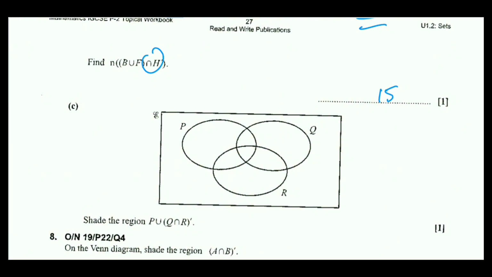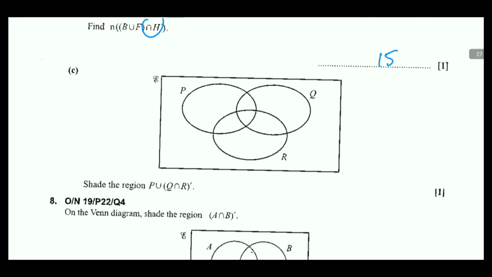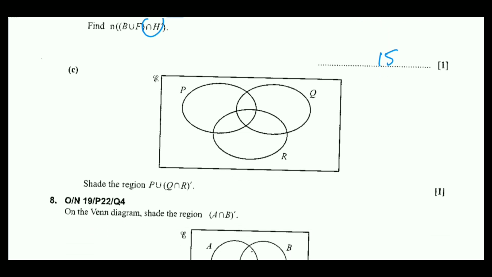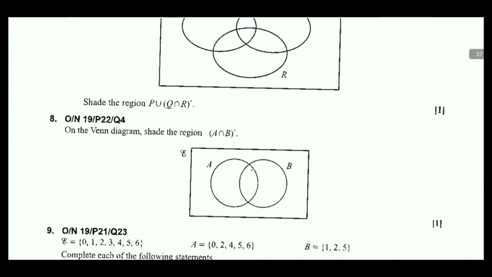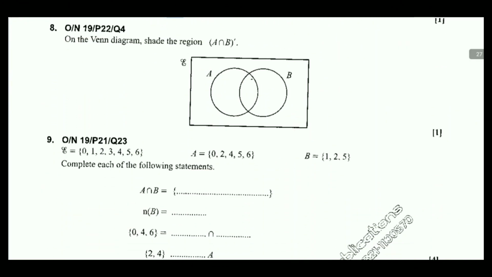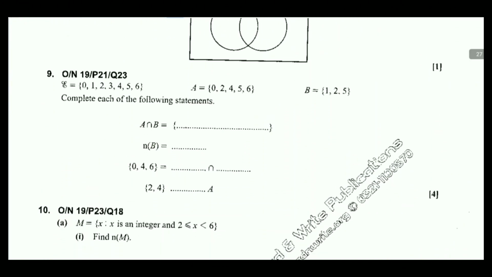Okay, C part, shade the region. You can do it by yourself as I have solved some questions above of the same kind. Question 8 you can also do. Question number 9, complete each of the following statements. A intersection B will be 2 and 5. Number of B set is 3.